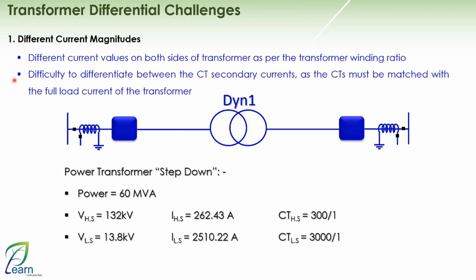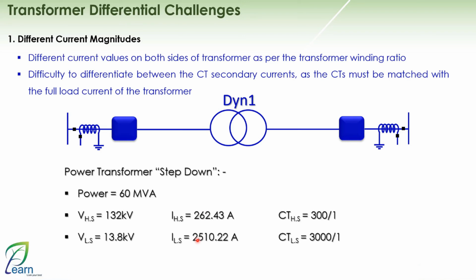And this will lead us to the second point, which is that you will have difficulty differentiating between the currents. What does this mean? It means that now, in order to differentiate between these currents on the current side, you need a current transformer whose value converts to 1 ampere. Get me a transformer that converts 262 amperes to 1 ampere, and compare another transformer that converts approximately 2510 to 1 ampere, and thus you can compare the 1 ampere on the high side and the low side.